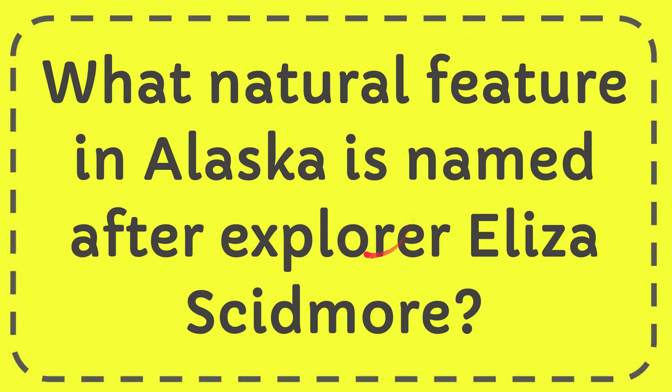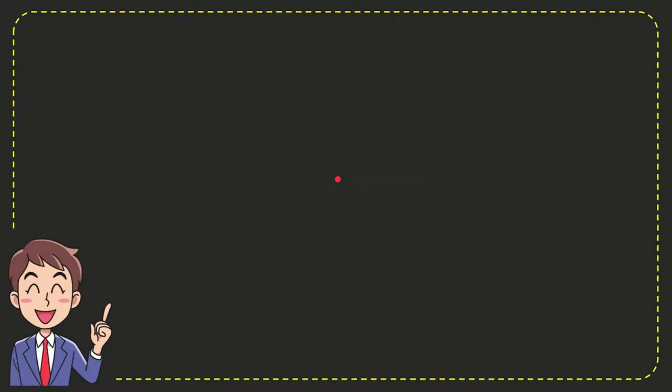I'm going to give you the answer to this question. The question is, what natural feature in Alaska is named after explorer Eliza Scidmore? Well, now I'll give you the answer to this question, and the correct answer for the question is glacier. So that is the answer for the question.